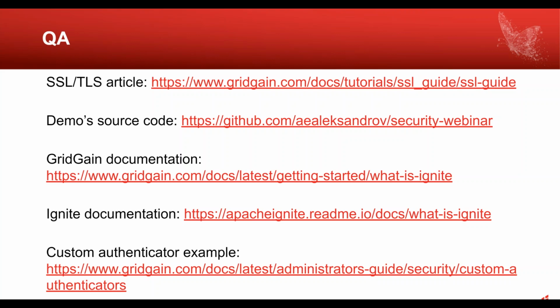On this screen, you can see a special article for SSL/TLS configuration. Also, you can see a link to the sources that I used today, links to the GridGain documentation and to the Ignite documentation, and the link to the article from the GridGain documentation where you can see how to build your custom authenticator. I guess that's all.